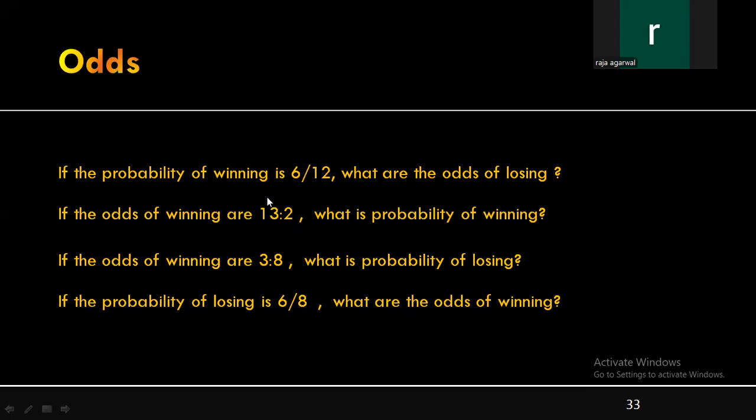So if the question is what is the probability of losing, the answer is simple and straightforward: 6 over 12. That means 1 by 2, which is 0.5. We can say it that way. But if I have to tell it in terms of odds, how do you do that? The odds of losing, 6 over 12, right? How do you tell that?